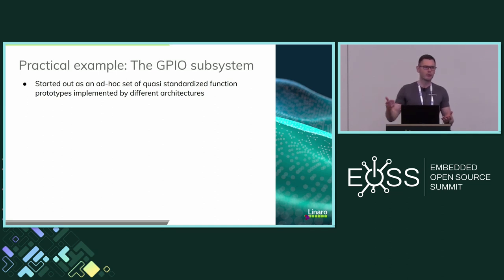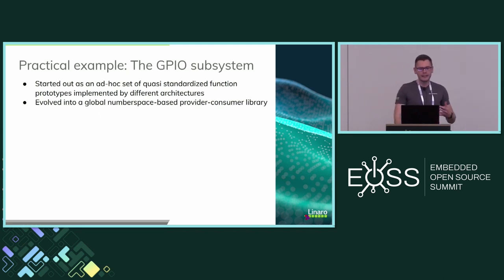It was basically a way to toggle pins, and people introduced a certain semi-standardized number of functions that would request a pin, set its value, read its value. And then these would just be the function prototypes, and different architectures would implement those symbols as C prototypes, and then they would implement them in assembly.